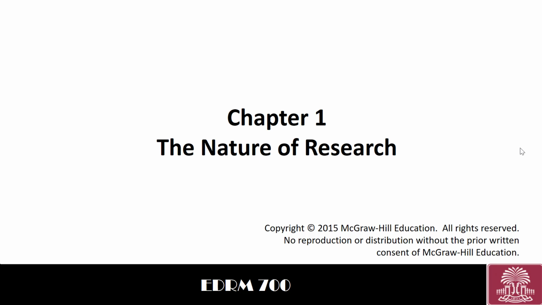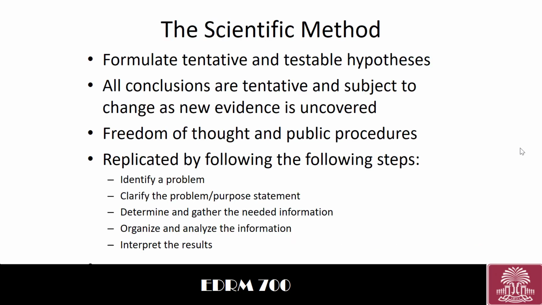The answers these approaches provide, however, are not always reliable. In order to obtain accurate and reliable information, we need to use the scientific method. The scientific method is a method of knowing. Researchers formulate tentative and testable hypotheses. All conclusions made by this method are tentative and subject to change as new evidence is uncovered. Researchers have freedom of thought and the procedure is as open as possible. Finally, the result is replicable if you follow these steps.